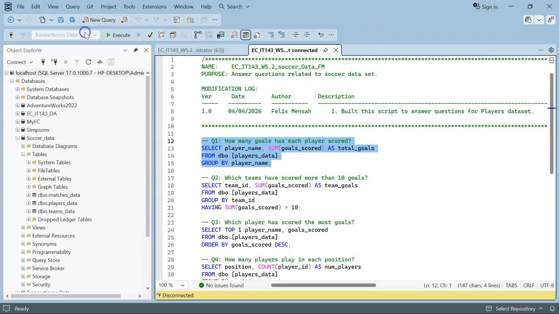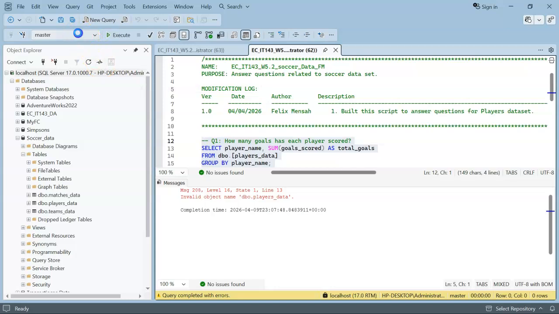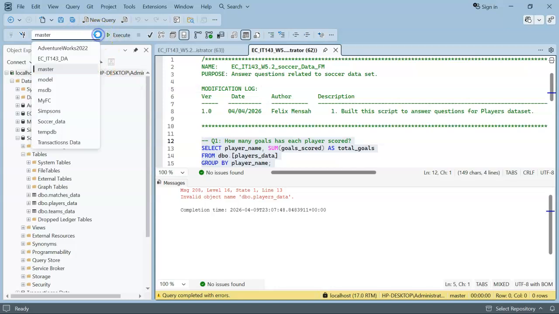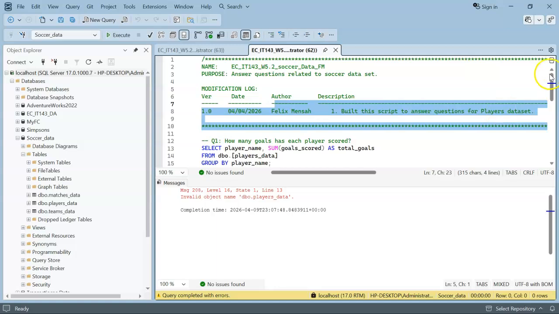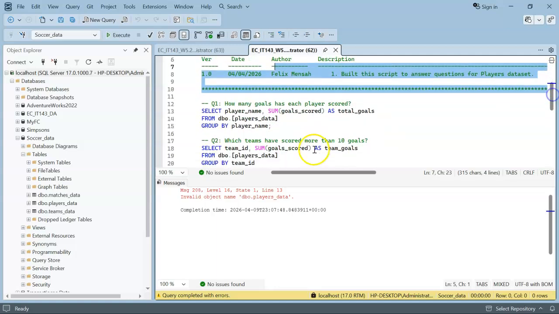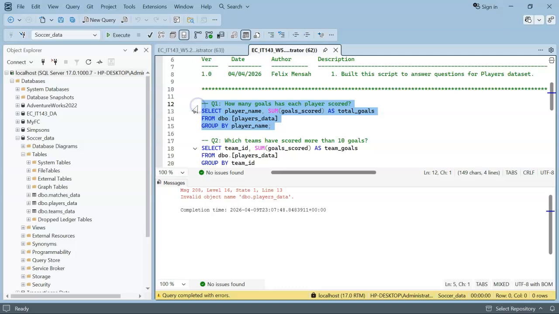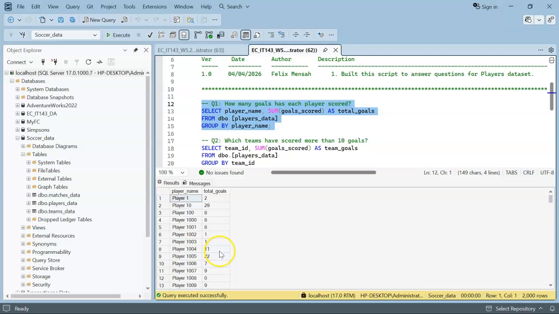Now to run this, let's change this to the soccer data or the query won't work. So now let's run this query. Yes, and there we are. So this query groups the data by player name. Then it sums all the goals scored by each player. Then it gives the total count for each player.